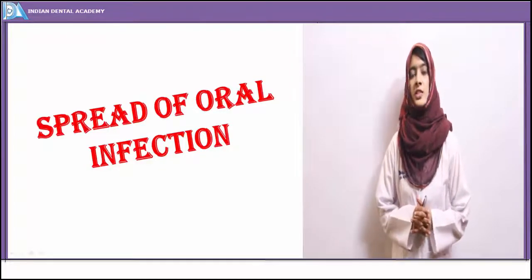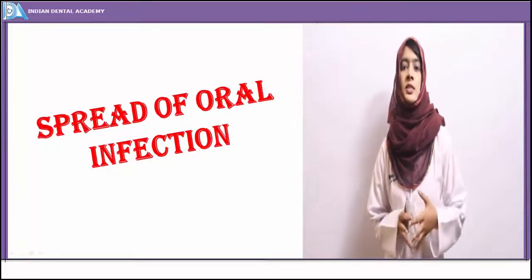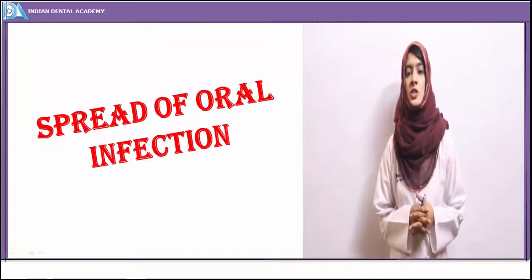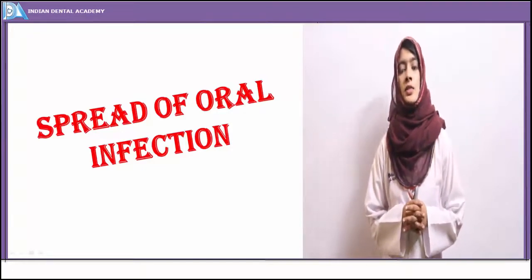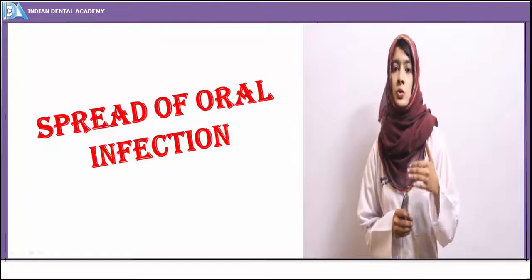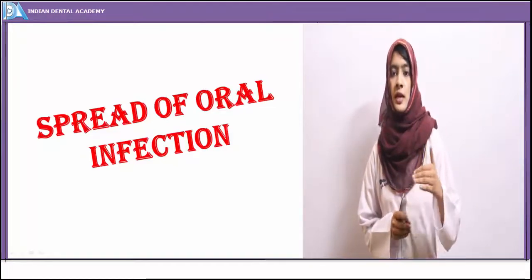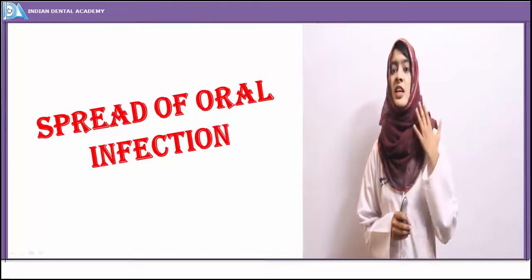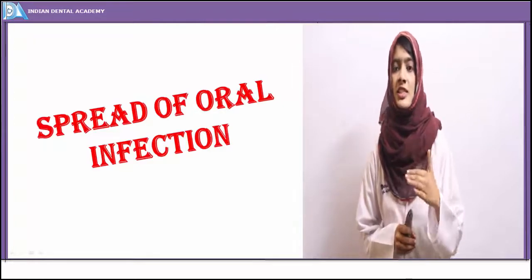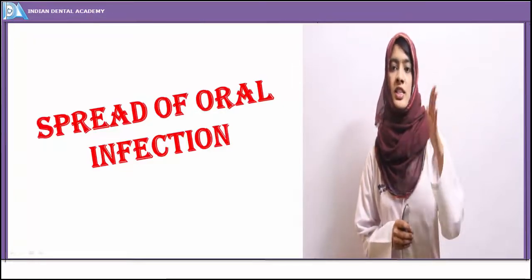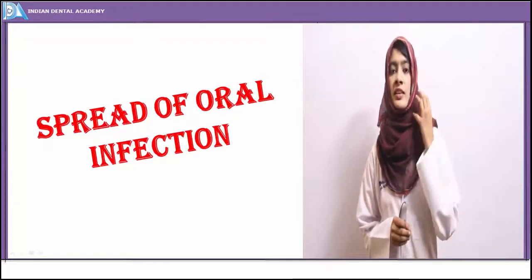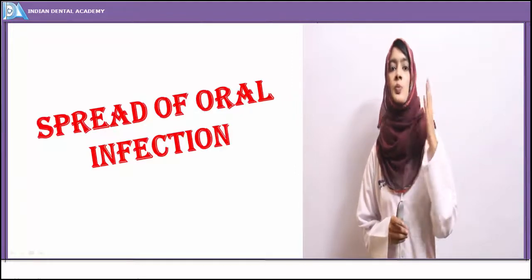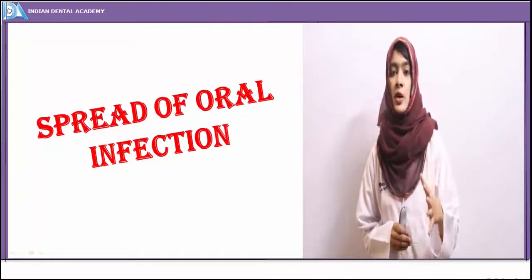Spread of oral infections. We know odontogenic infections are the commonest infections seen in humans. They arise because of any dental infection, either a periapical infection or a periodontal infection. Once the periapical infection extends to the periapical region, it tends to spread and involve the underlying bone. Because of extensive inflammation, it tends to involve the surrounding soft tissues, and the infection spreads along the facial spaces, ultimately leading to cellulitis or extreme spread of the infection.